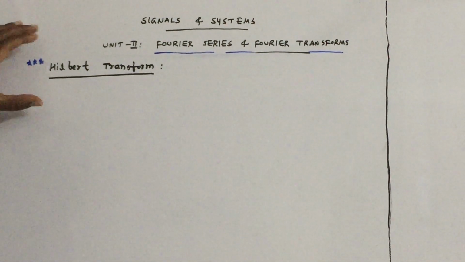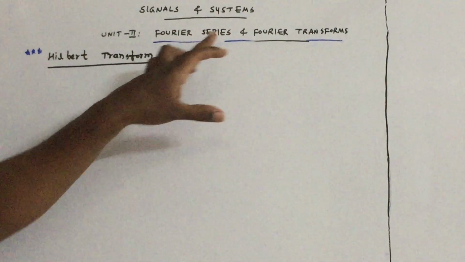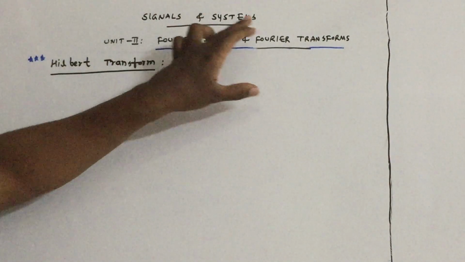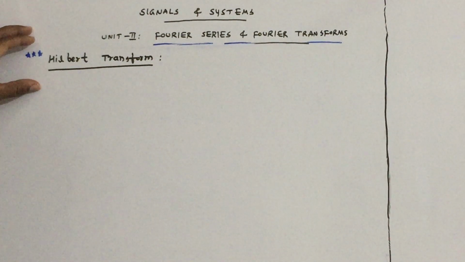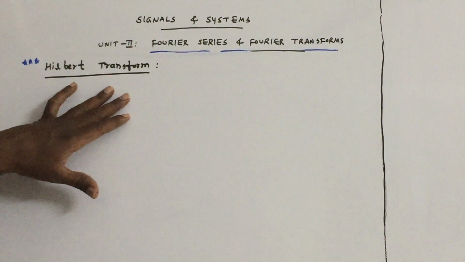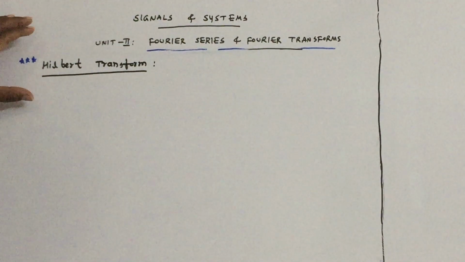So let us discuss another important article of Unit 2, Fourier series and Fourier transform of signals and system subject: the Hilbert transform. Very simple article. Let us see what is the definition of the Hilbert transform. What is the importance of the Hilbert transform?